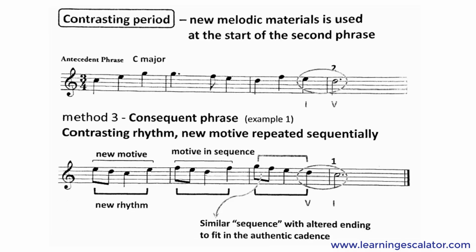Now method 3, so the question phrase is still the same as before. And the consequent phrase, or the answer phrase, has a contrasting rhythm and a new motive repeated sequentially. So here there is a new motive, and there's also a new rhythm. This same motive repeats, but it's just one step higher than the first one.